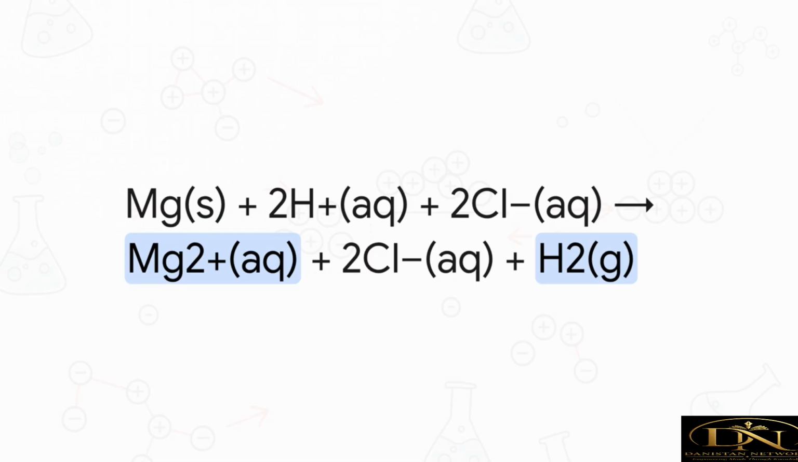Looks a little busy, doesn't it? On the left, we've got our solid magnesium, some hydrogen ions, and some chloride ions. And on the right, we've got magnesium ions, the very same chloride ions, and hydrogen gas. Can you spot the extras?